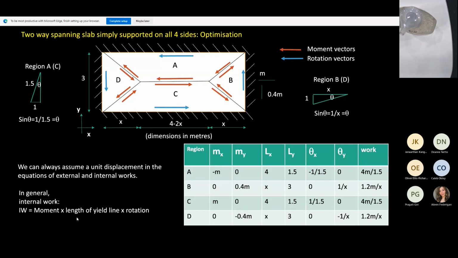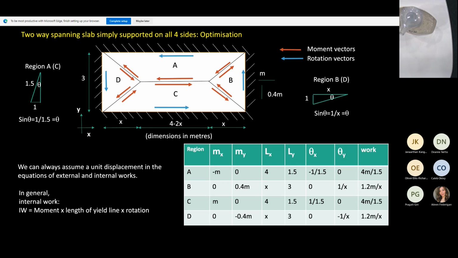the general equation is that the internal work is the moment times the length of the yield line times the rotation. The difference between this and the plastic theory, if you remember, is that we used to have Mp times theta, isn't it? So that's what we do for the internal work. It's Mp times theta. The reason we multiply by the length, what's the reason? In the plastic theory, we just take Mp times theta. Why do we have to multiply here by the length? I did explain it last week.